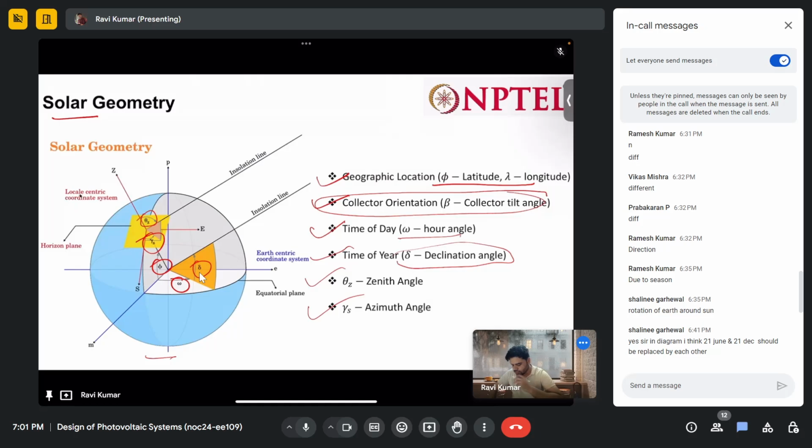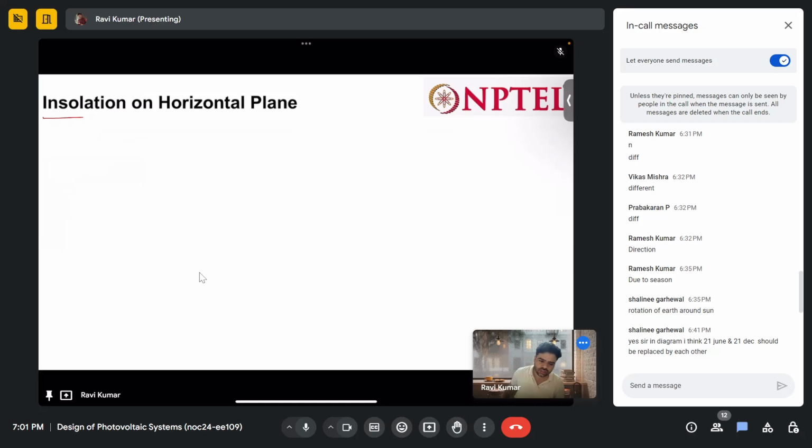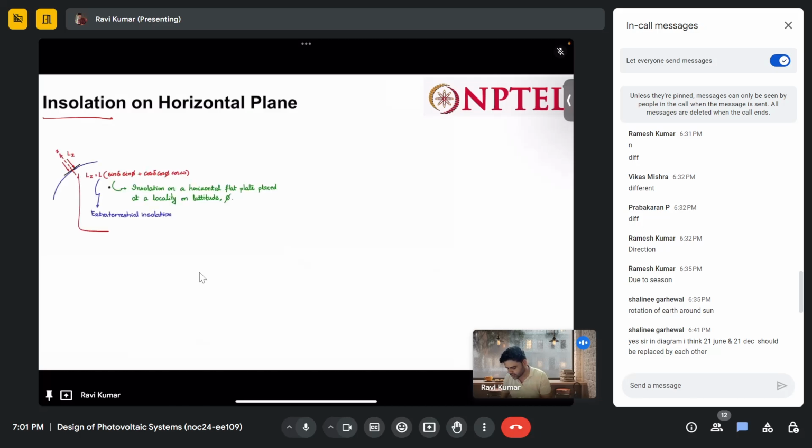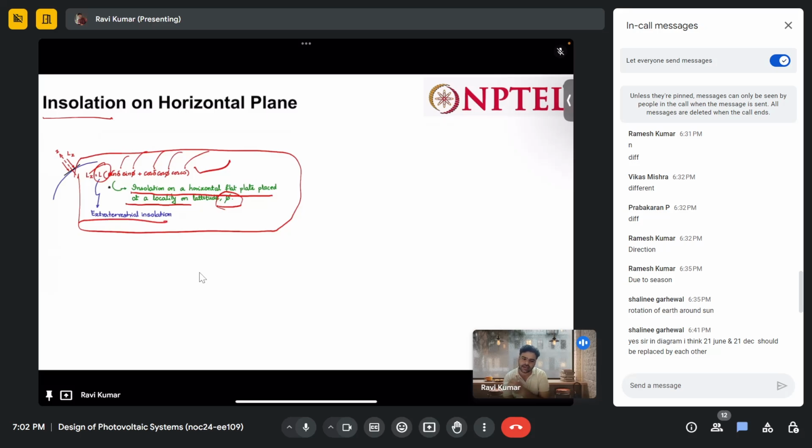Then based on these angles, we calculate insolation on a horizontal plane. There are two things in case of insolation: insolation in watt per meter square, and insolation in watt per meter square per day. For both we already have two formulas. This is the formula for insolation on a horizontal flat plate placed at a locality on latitude phi. It means at any place, if you have a flat plate, the insolation of that plate can be calculated using this formula. Here we have delta, phi, gamma. These are angles which we understood, and this L is the extraterrestrial insolation which was calculated in that picture, that is 1.33, 1.42, which we were discussing.